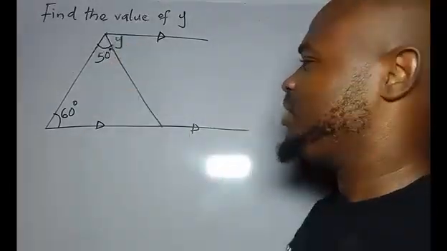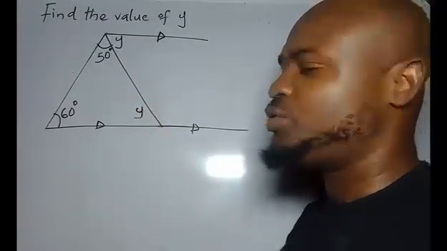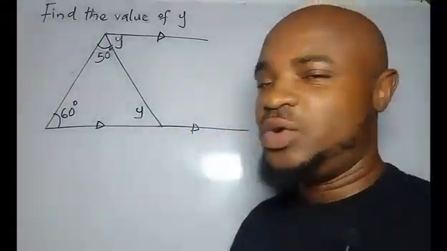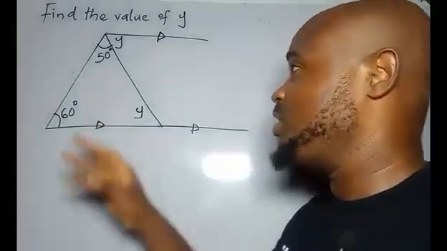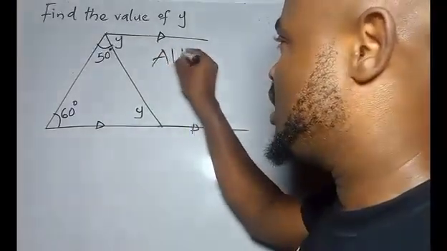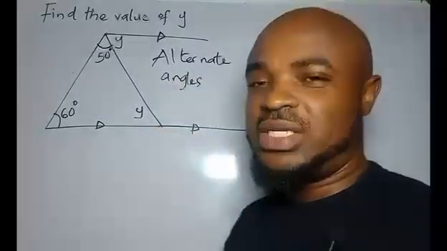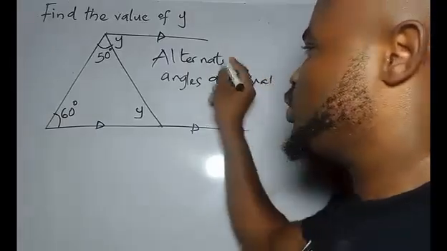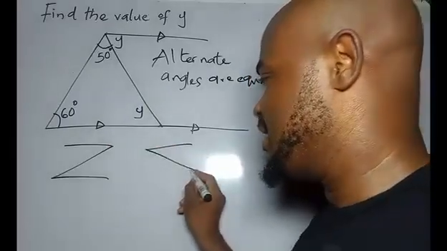So if this is Y, the angle here, that is angle Y, can also be the same with the angle here. So let me also call this one Y. How do I know that? Now, we are meant to understand that on parallel lines, angles that form a Z pattern are called alternate angles, which means angle Y here and this angle here are alternate angles. Alternate what? Angles. And what do we know about alternate angles? Alternate angles are equal. Alternate angles are what? Equal.